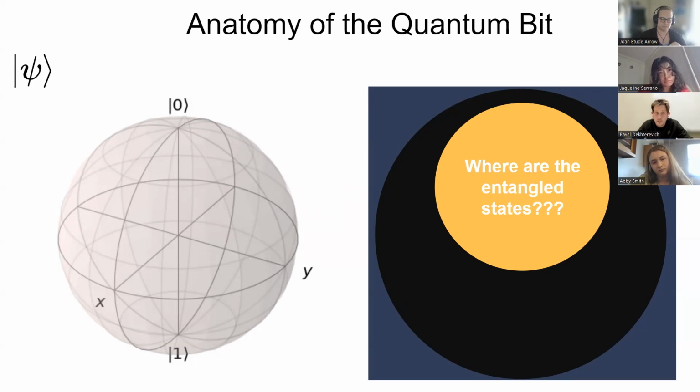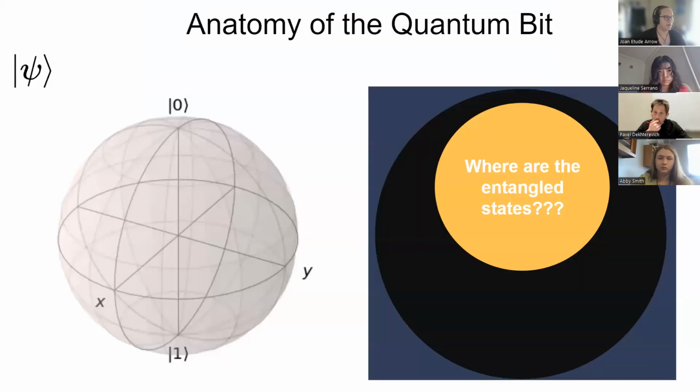Do the qubits have the same size? Pardon? Qubits, do they have the same size? Are they equal in size, or are they different in size? We can consider the Bloch spheres of 2 qubits to be identical.